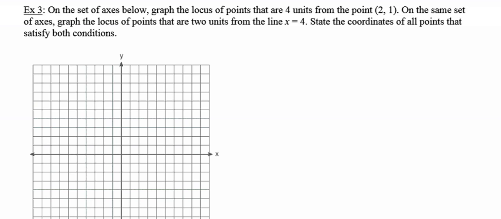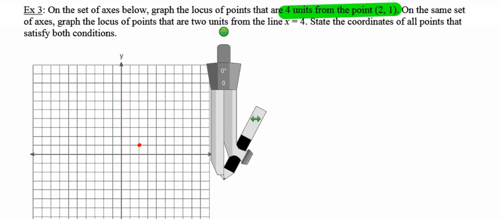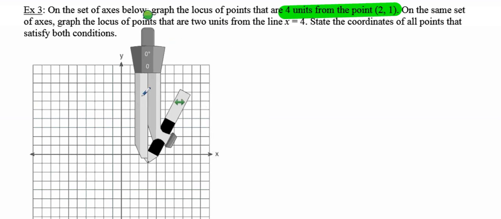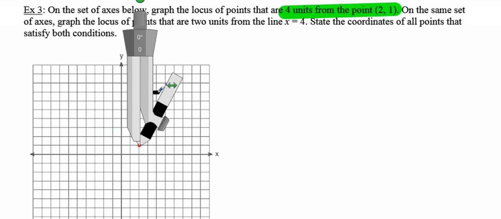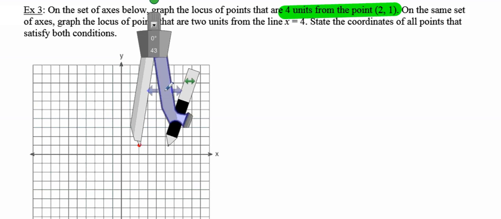I'm going to start by thinking small. I'm going to think about this in little baby steps, little baby pieces. And first of all, I'm going to address the first criteria. The locus of points that's exactly 4 units away from the point with coordinates 2, 1. So the first thing I'm going to do is find the locus of points 4 units away from the point with coordinates 2, 1. So I'm going to grab my compass, and again, so that I can be as precise as possible, I'm going to use my compass to draw the circle.